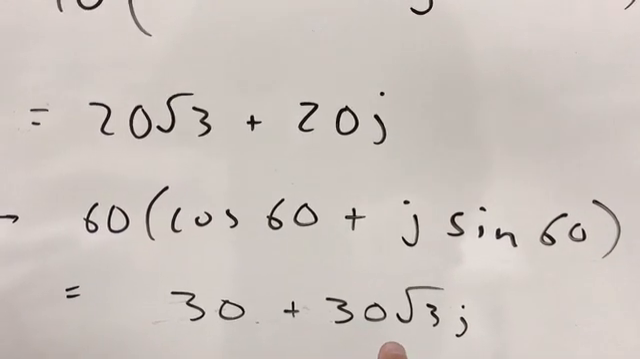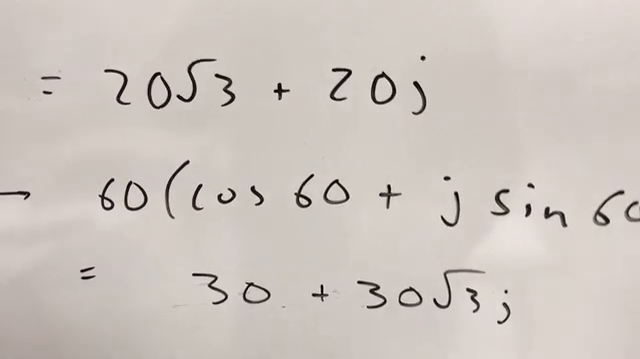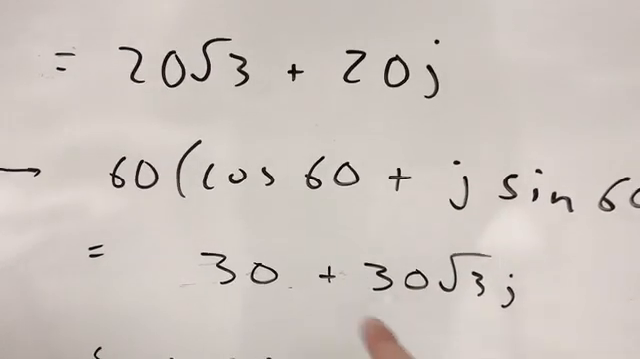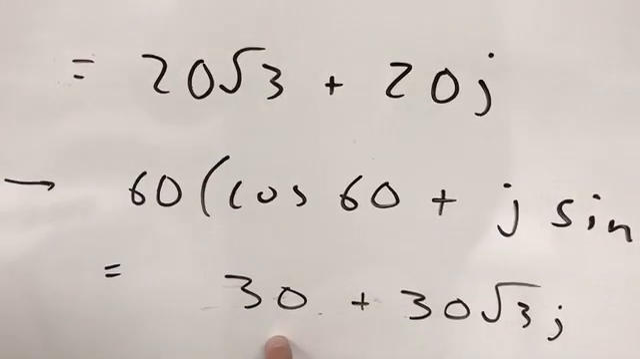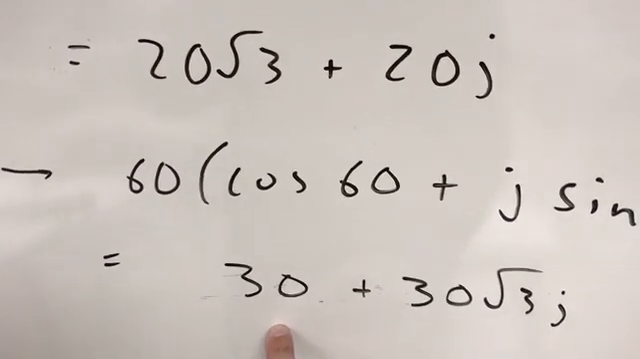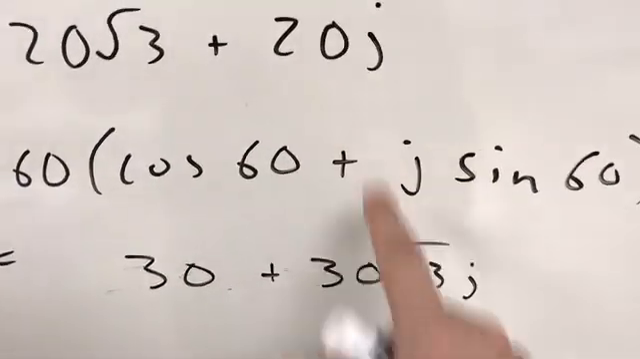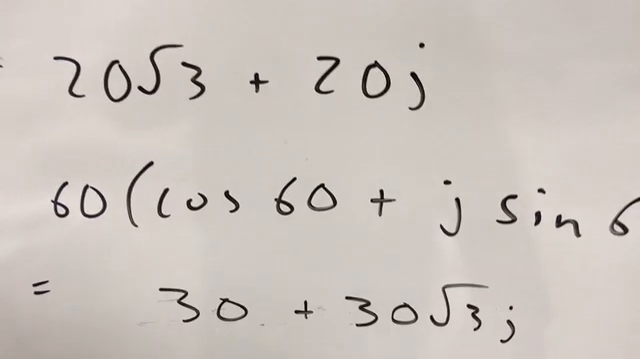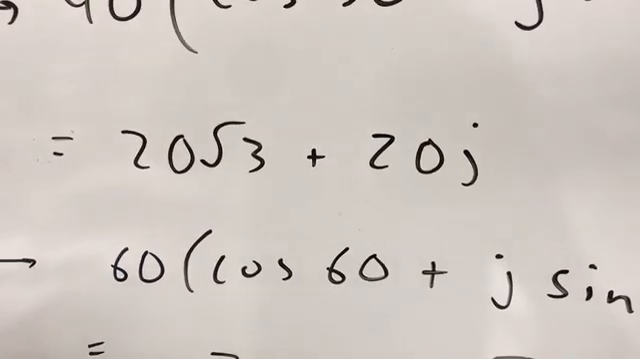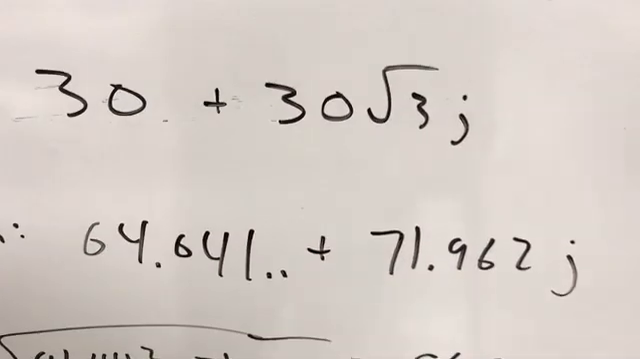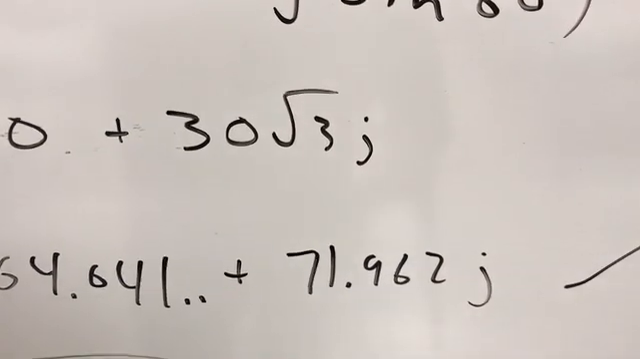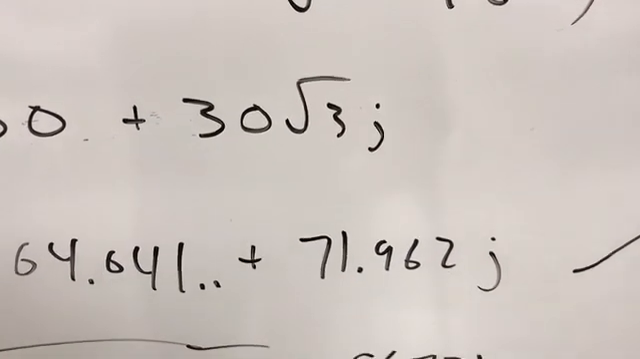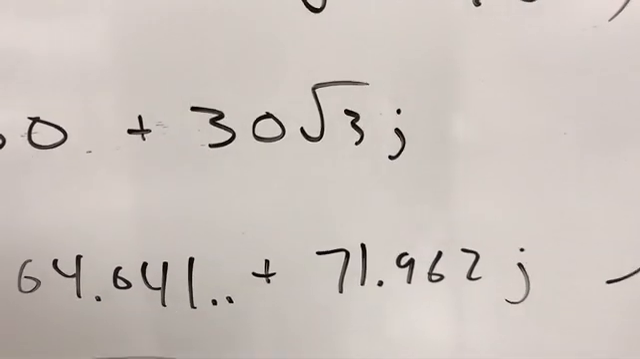It asks you to add these two things together, okay? You're going to be adding your real parts and your imaginary parts. So you're going to be adding that 20 radical 3 and the 30. It's going to be some kind of ugly value, so I would convert that into a decimal. Same thing with this 20j and this 30 radical 3j. So anyway, I added those together. I got approximately 60.041 as the real part and about 71.962 as the imaginary part. So again, using a j there with that.